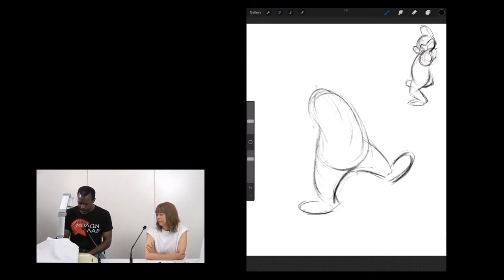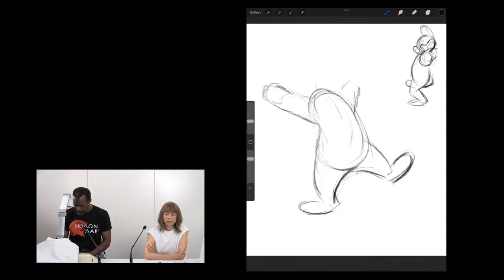Let me get this out of the way so I can keep working. And then we'll spread the arms out like this, and then the other one.